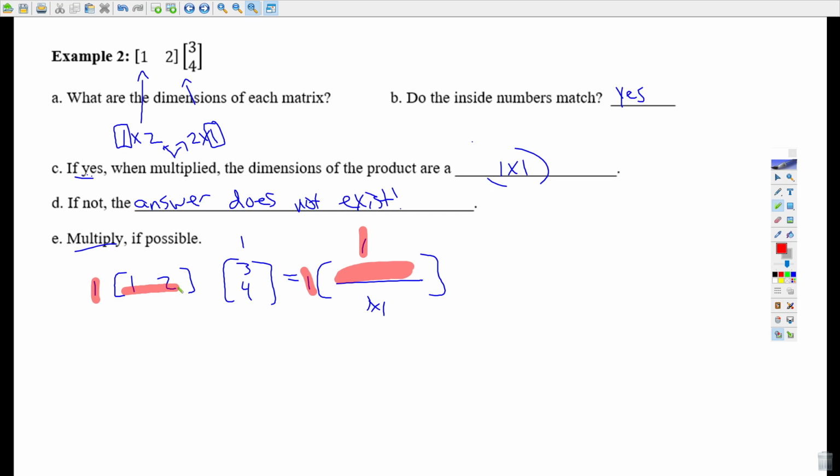So first row means we're going to use 1 and 2. First column, we're going to use 3 and 4. So we're going to do 1 times 3 plus 2 times 4. Remember, we go across and then down. So our answer will be 8 plus 3, 11. And this is a 1 by 1. One row, one column.